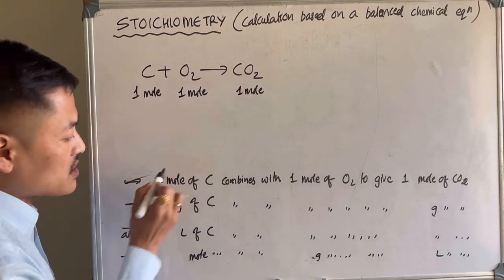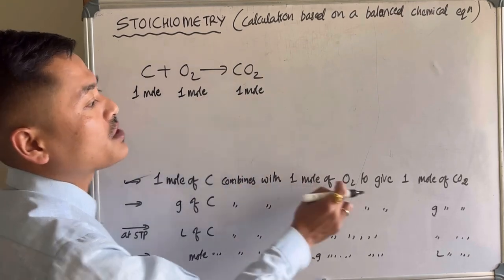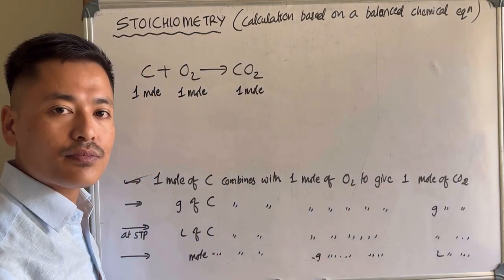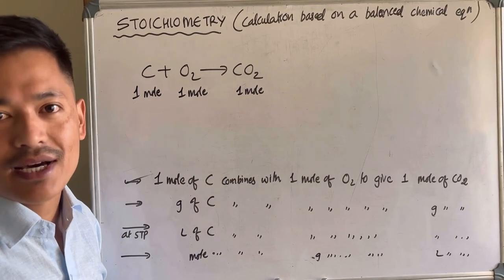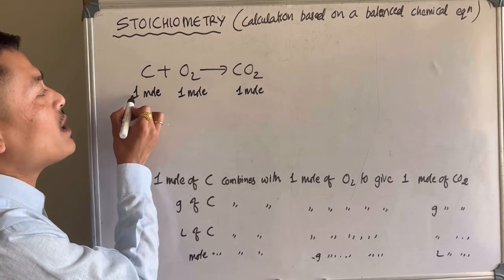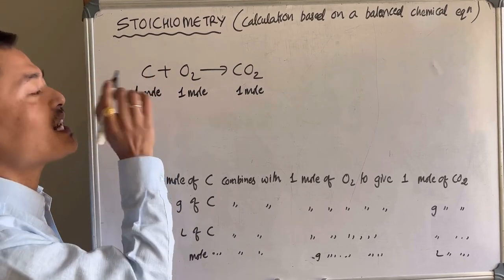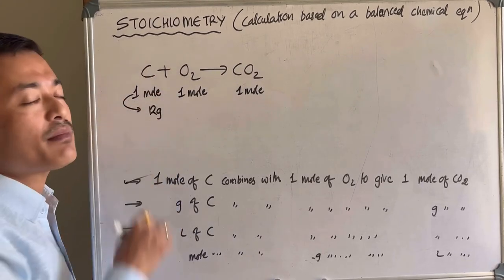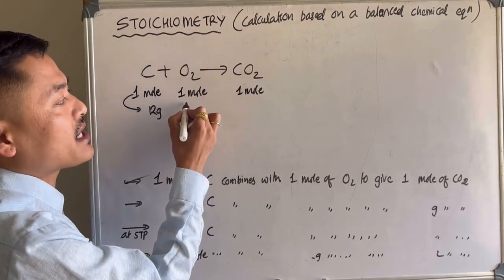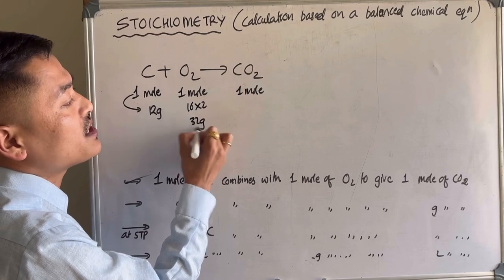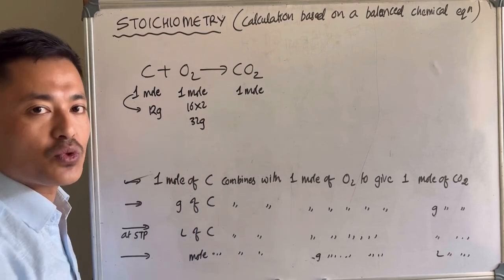So this is what this statement says: 1 mole of carbon combines with 1 mole of oxygen to give 1 mole of carbon dioxide. This can also be understood in terms of atomic mass or molar mass. Now we all know that 1 mole of anything means its atomic mass. That is why 1 mole of carbon is 12 gram, because the atomic mass of carbon is 12. Similarly, 1 mole of oxygen is 16 into 2, equal to 32 gram of oxygen, because the molar mass of oxygen is 32.